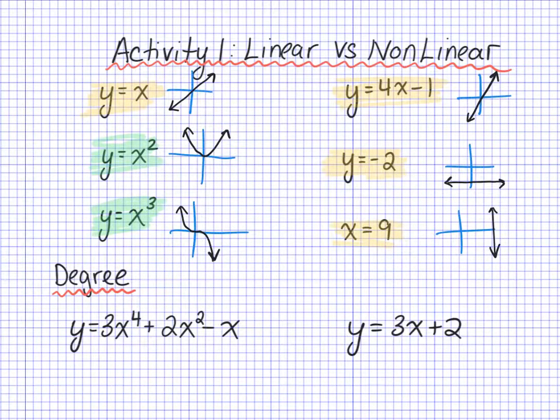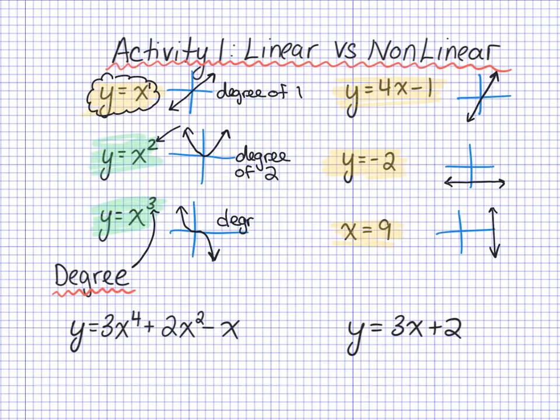We refer to the largest exponent as the degree of a function or a relation. If I wanted to comment on the degree of y equals x, I look at the x value and the exponent on the x. There's actually an exponent of 1, which technically we don't write. So this function has a degree of 1. When I look at this one, the x has an exponent of 2, so it has a degree of 2. And this one has a degree of 3.